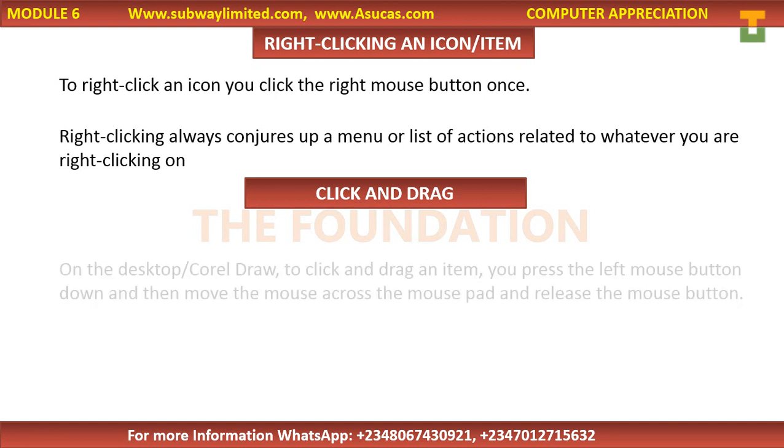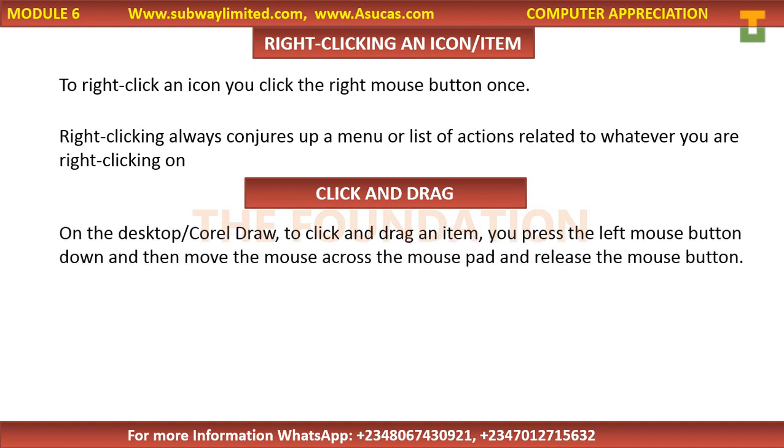Click and drag. To click and drag, you press down the left mouse button and you move your mouse. That is when we say click and drag. On the desktop or in Corel Draw, to click and drag an item, you press the left mouse button down. When you press it down, you hold it and then move the mouse across the mouse pad and release the mouse button.